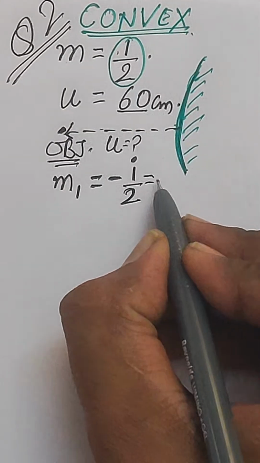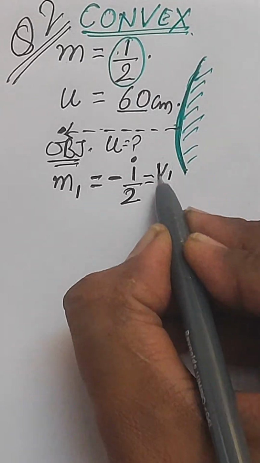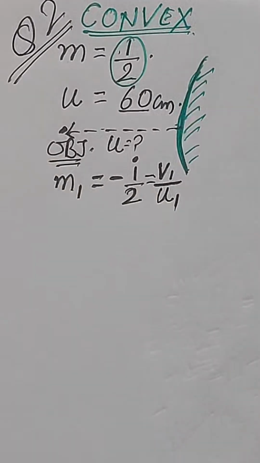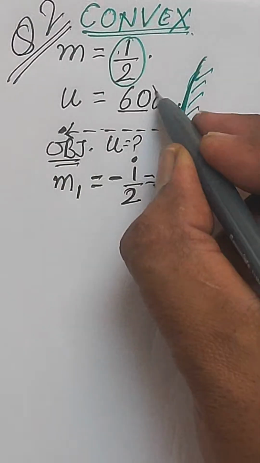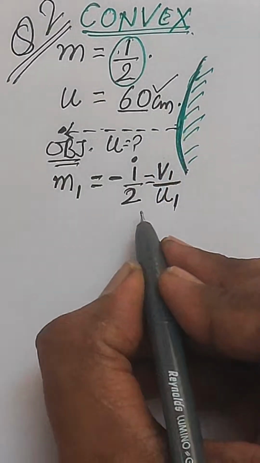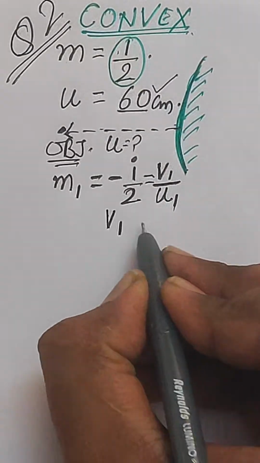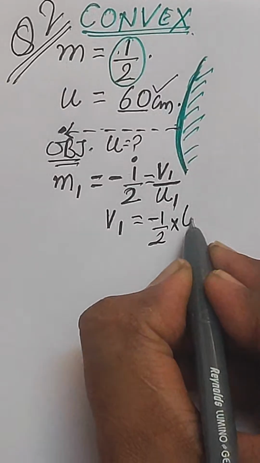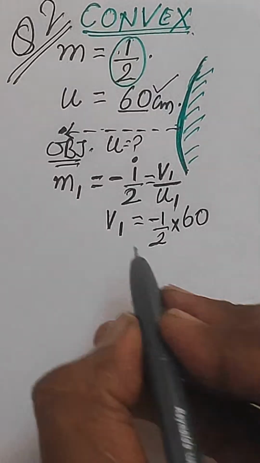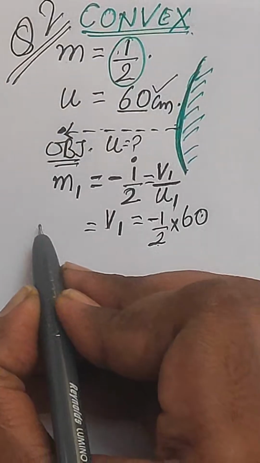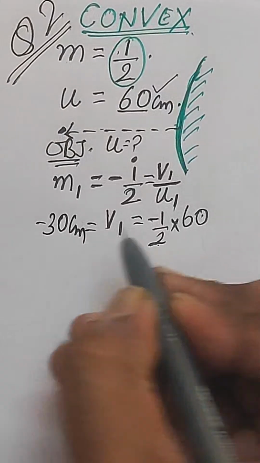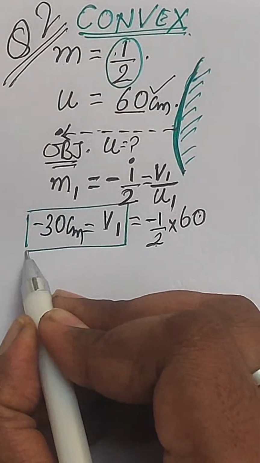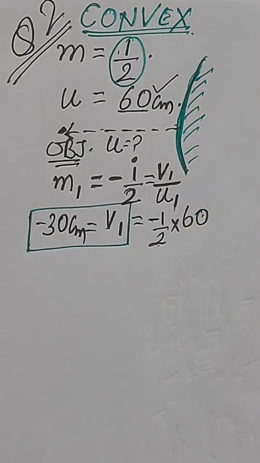And if you write the image distance by object distance, you just put the value of this 60 over here, then you get the value of v1 as minus 1 by 2 into 60, which will give you minus 30 centimeter. This is the image distance.